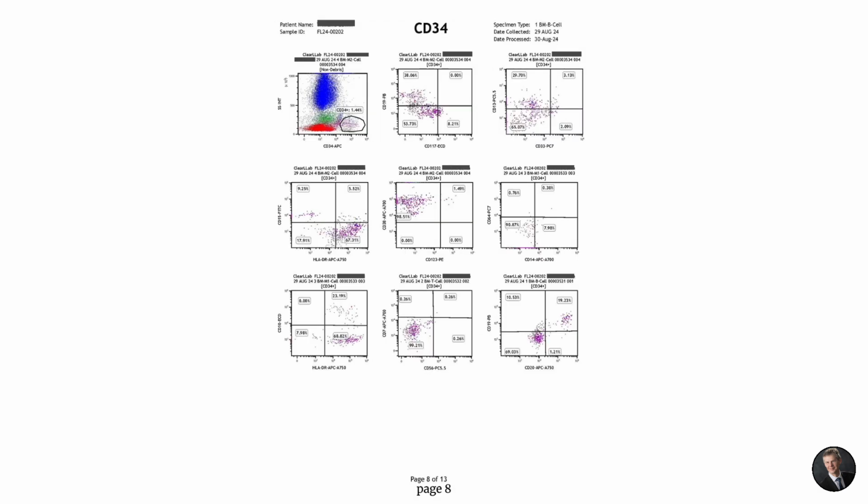Page 8 is completely dedicated to the CD34 positive cells, where their expression of different pertinent markers is checked. In cases where the percentage of CD34 positive cells exceeds 5%, a reflex lineage panel is run to further analyze for the presence of different cytoplasmic markers.